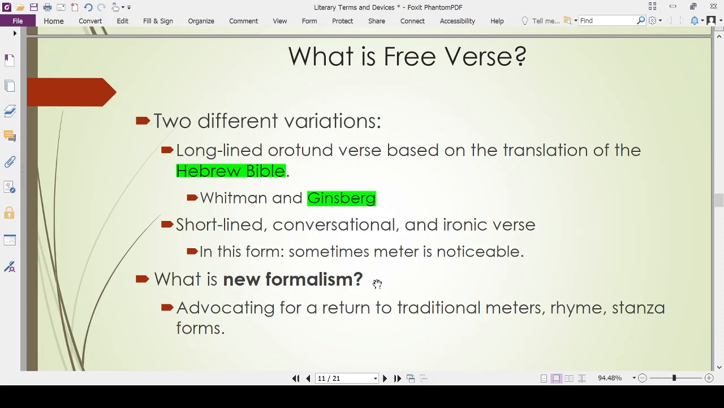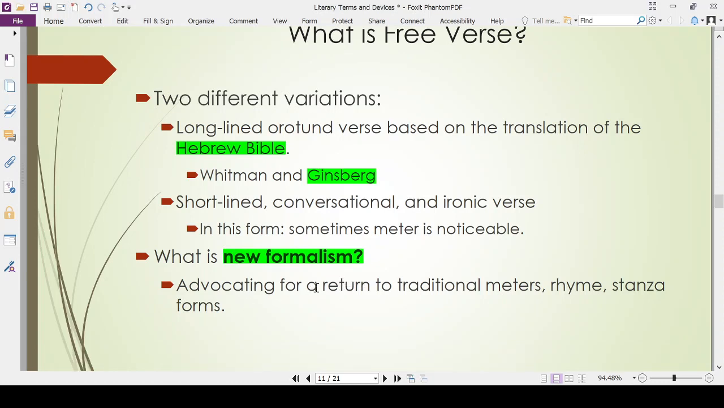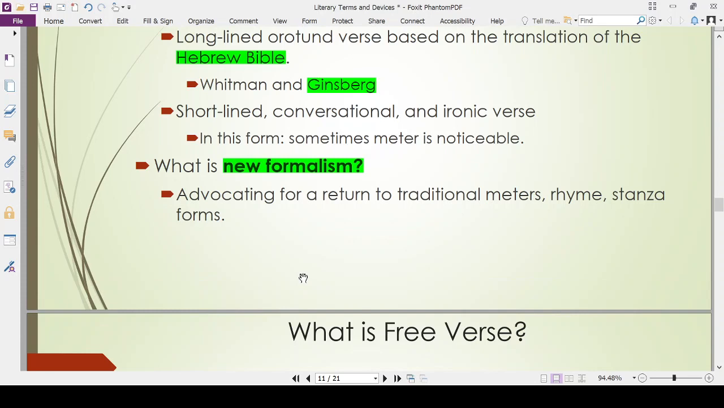And so there was a movement called New Formalism in poetry, which advocated for a return to traditional meters, rhyme, and stanza forms. And so the followers of New Formalism actually hated free verse and wanted poets to go back to those traditional forms, like, for example, sonnets and odes, etc., in which we have a specific meter and a specific rhyme scheme and stanzaic structure. So that is also something to keep in mind.